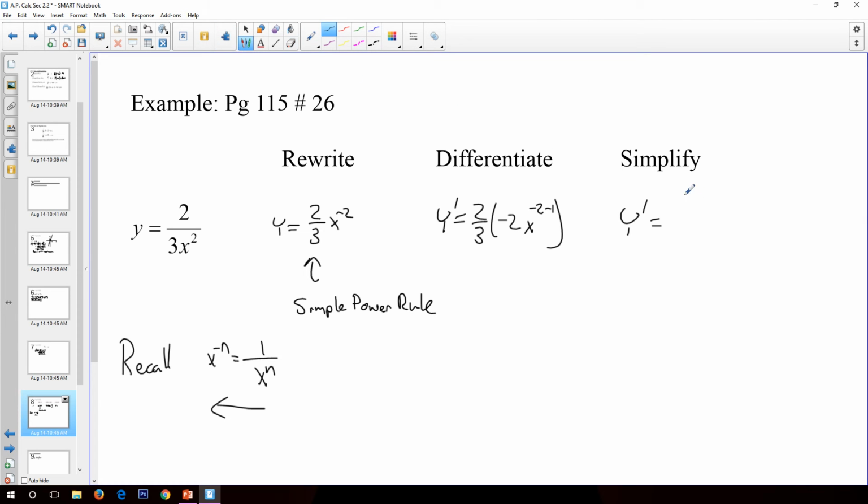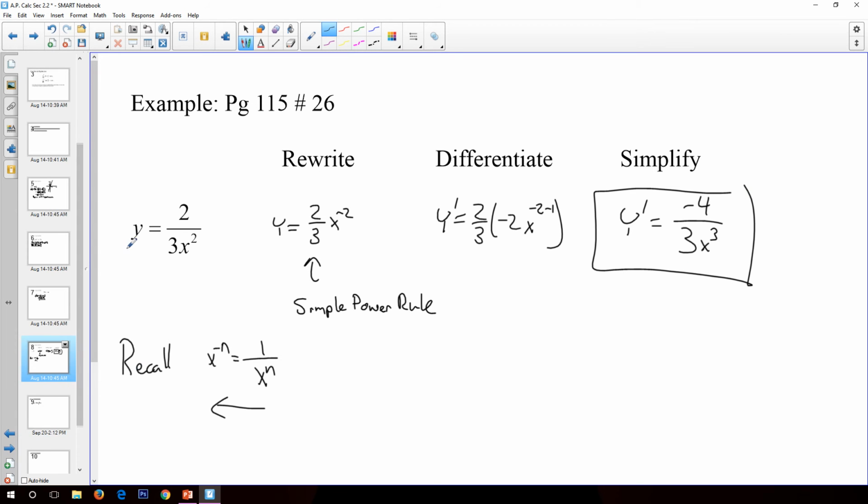Let's do it all in one step. I got negative 4 over 3, and then to make the exponent of my x a positive value, because negative 2 minus 1 will be negative 3, if I push it to the bottom, it becomes positive 3. And that is my final answer there.